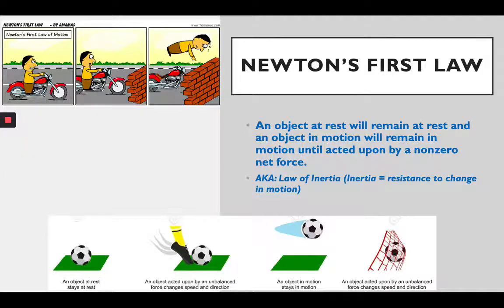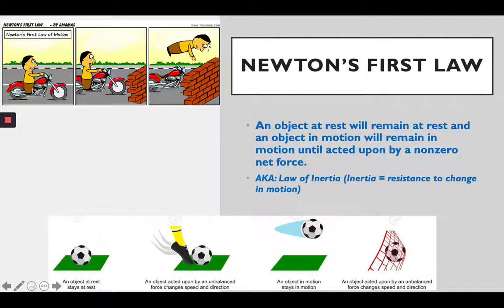And now something new, Newton's first law. So Newton's first law states that an object at rest will remain at rest and an object in motion will remain in motion until acted upon by a non-zero net force. It is also known as the law of inertia, where inertia is the resistance to change in motion.